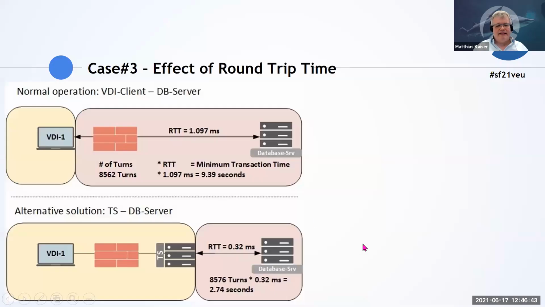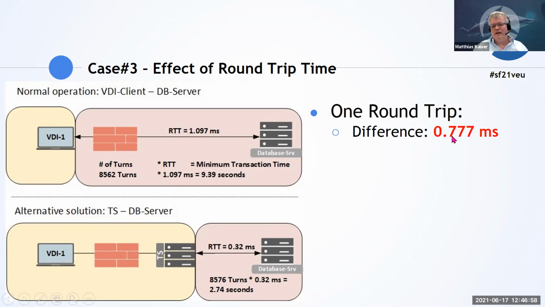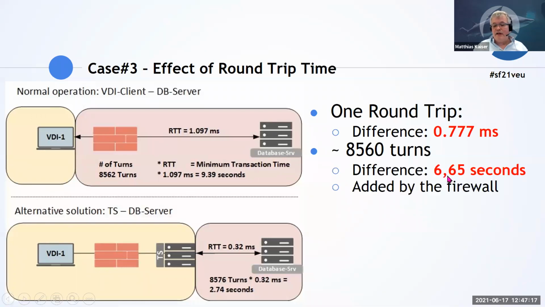Now that rang a bell. Now the effect of the round trip time for one single turn is the difference between 1.1 milliseconds and 320 microseconds. That's not too much. One round trip is worth 777 microseconds. I didn't make up that number. It just dropped out of Excel. Now, if I do that once, it's less than a millisecond. If I do that around 8,560 application turns, it ends up at 6.65 seconds added by the firewall.